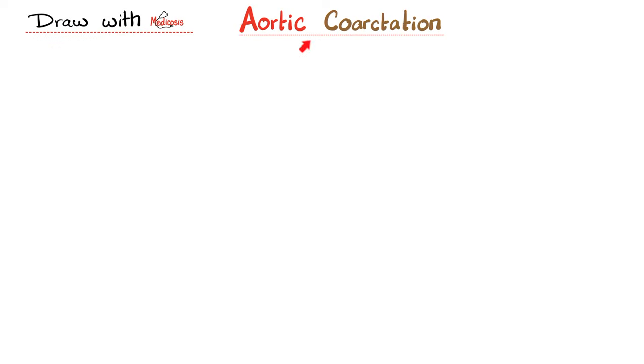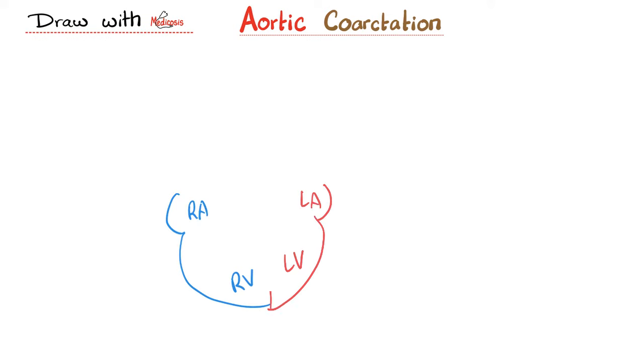If you really want to understand aortic coarctation, bring a piece of paper and draw with medicosis. Here's your right atrium, and then here's your right ventricle. Here is the left atrium and therefore the left ventricle, and there is my interventricular septum. Then this left ventricle will give us the beautiful aorta just like that.